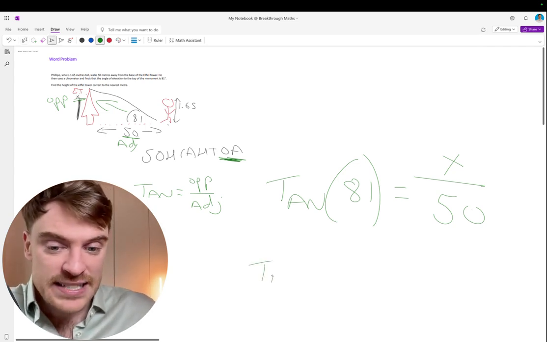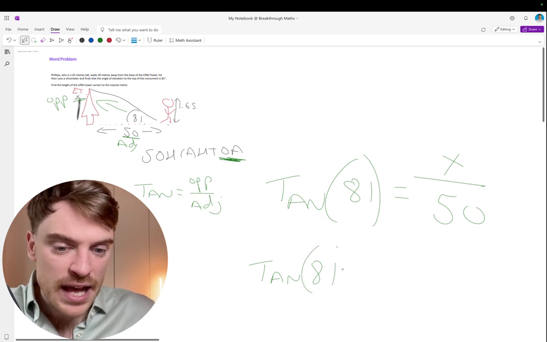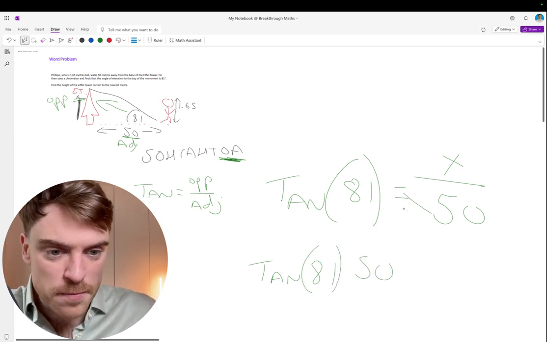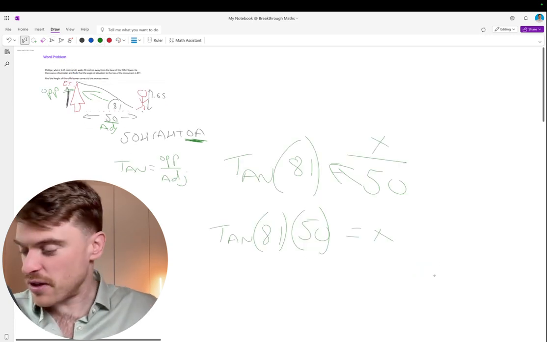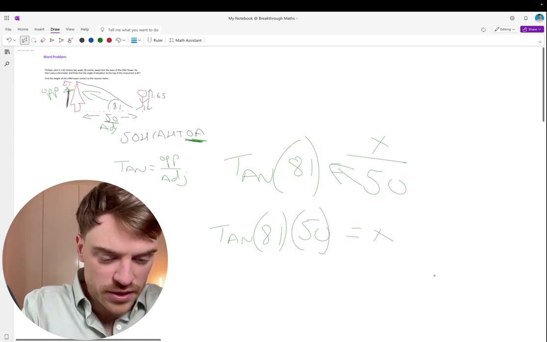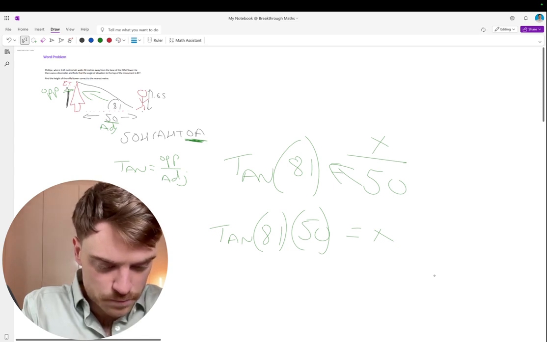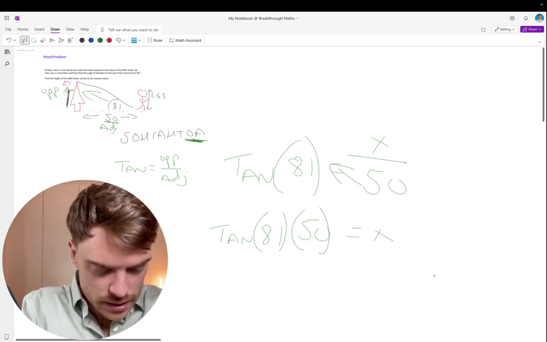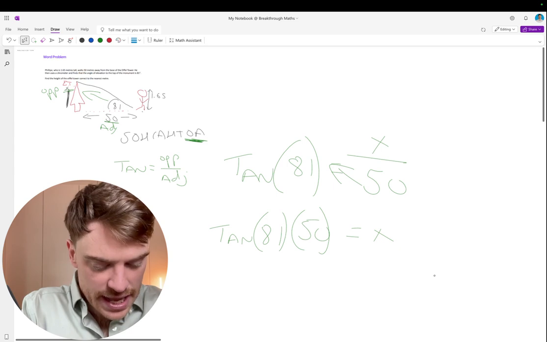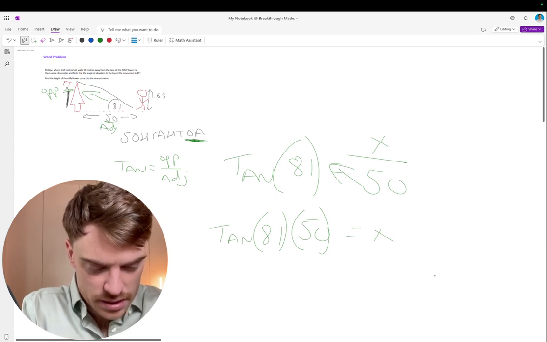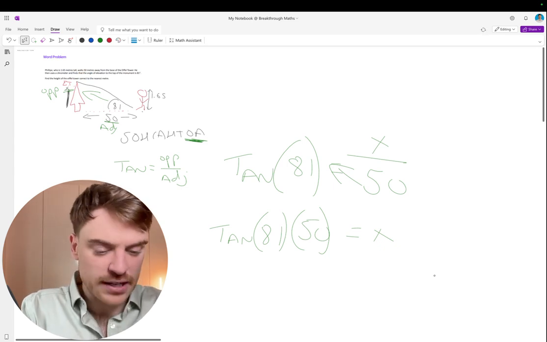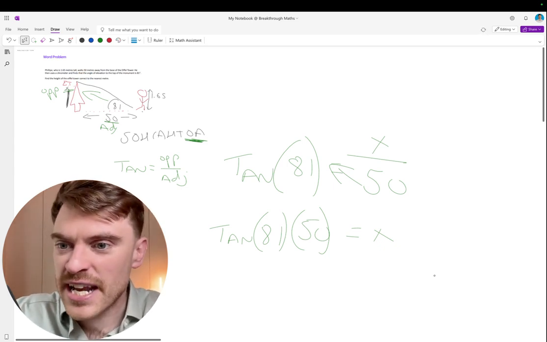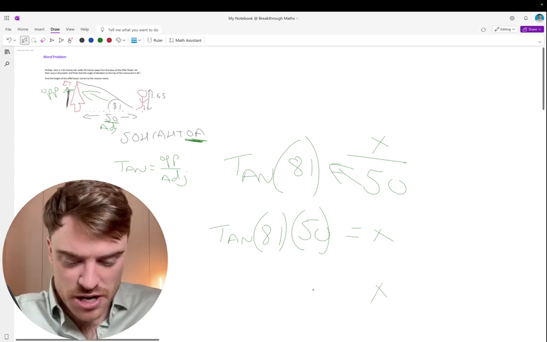All you've got to do then is tan 81 times 50, because you bring the 50 up, equals X. Then you put it in your calculator. Tan 81 times 50. And what's that give me? Your calculator says 315. That makes sense. X is equal to 315.68.